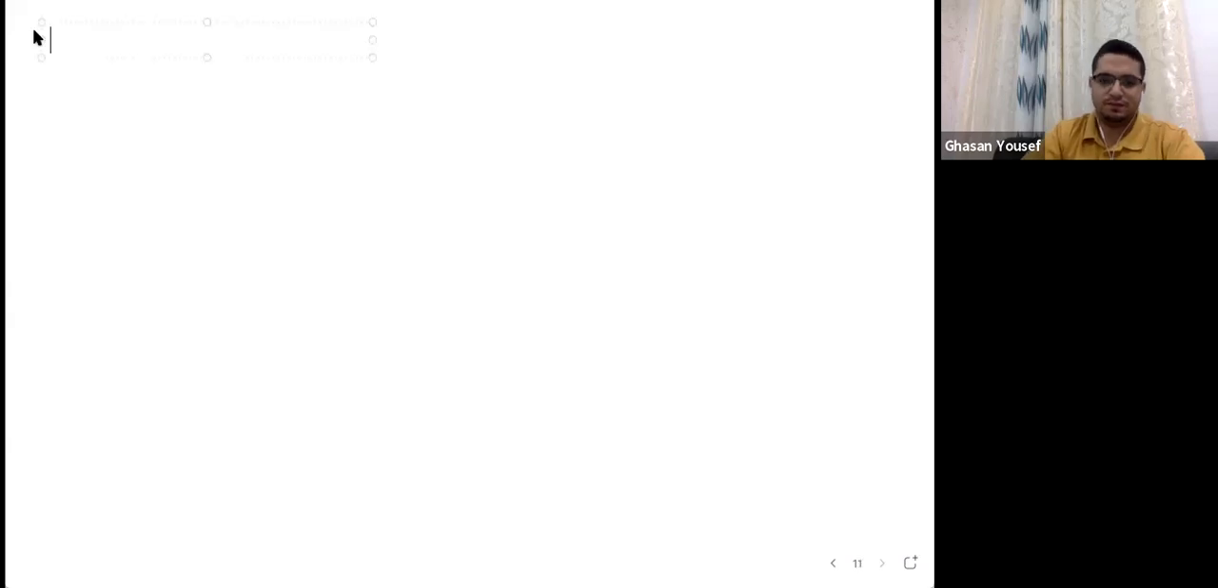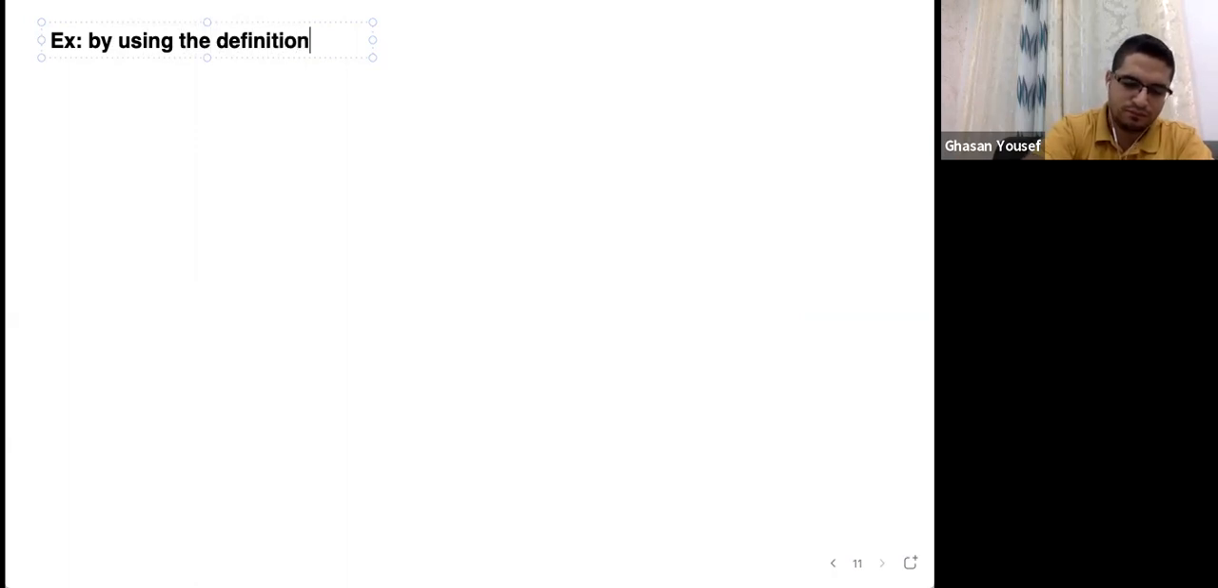So now let me give you an example of how we can check the function is one-to-one by using the definition. The definition is: given f of x1 equal f of x2, then x1 equal x2. So if this is equal, then x1 equal x2.